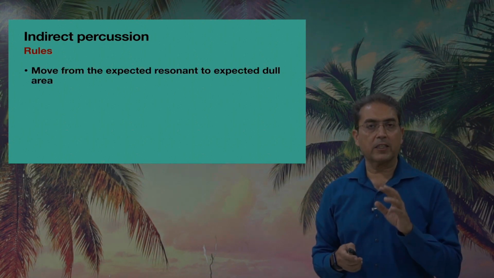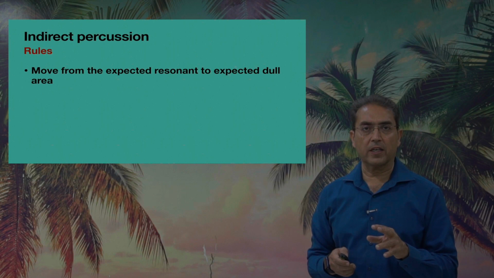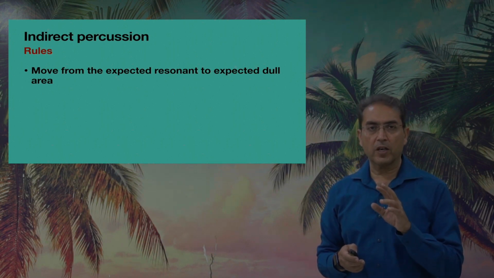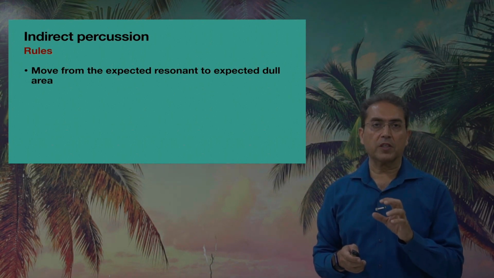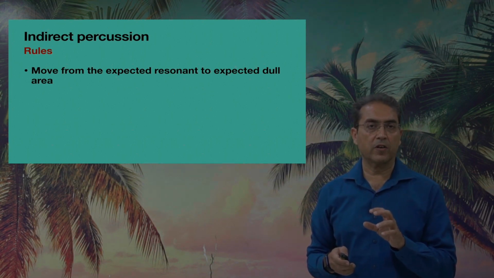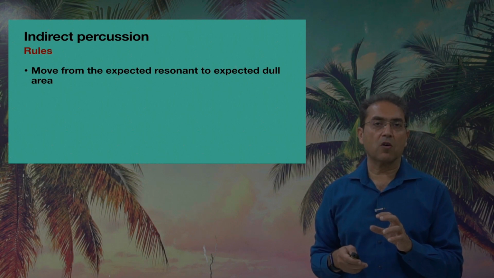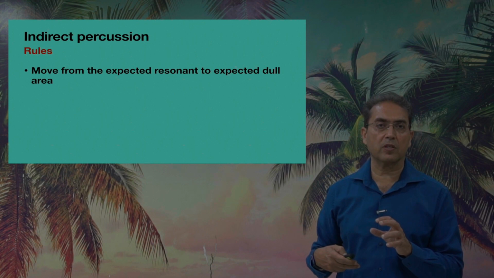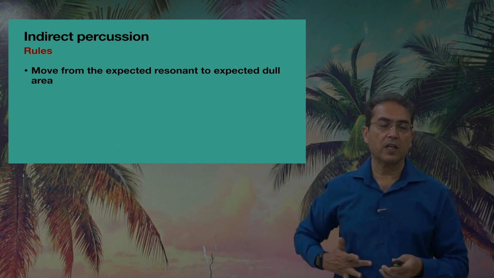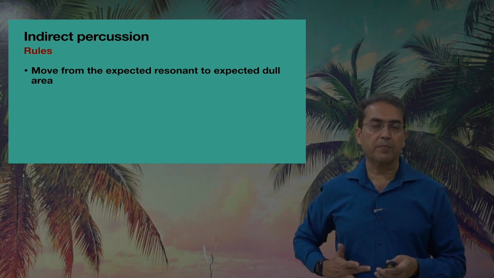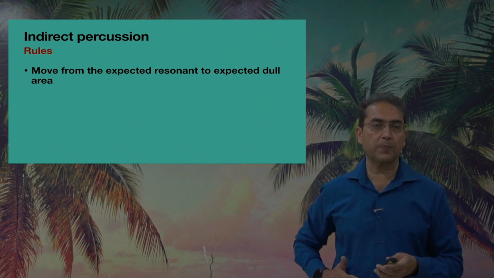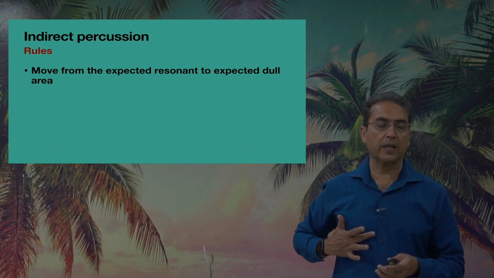That we move from expected resonant to expected dull area. We can figure out, and we have a picture in the mind about the internal organs. For example, if we want to percuss the liver, we can see the liver has a horizontal border normally, which is extending between the epigastrium and the right hypochondrium. So we can place our finger like this. And since the liver is dull and below the liver this is gut, this is usually resonant. So we move from the expected resonant to expected dull area.